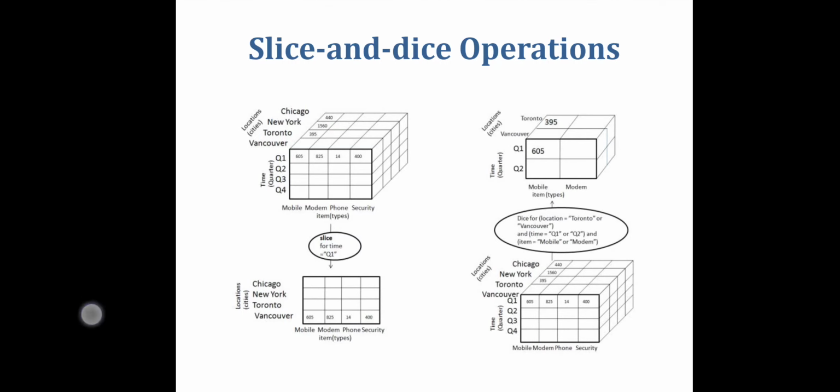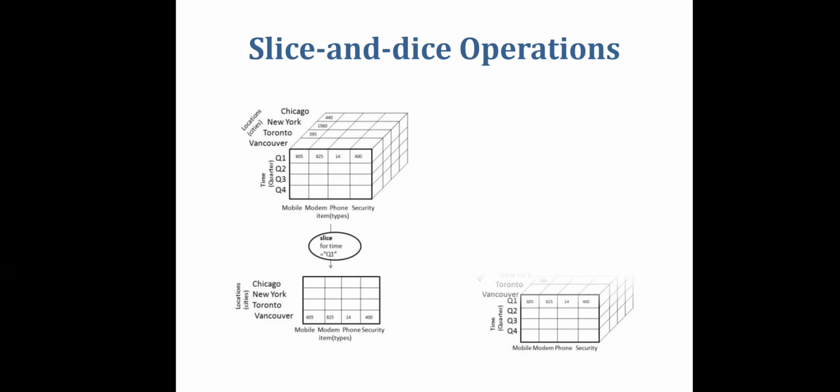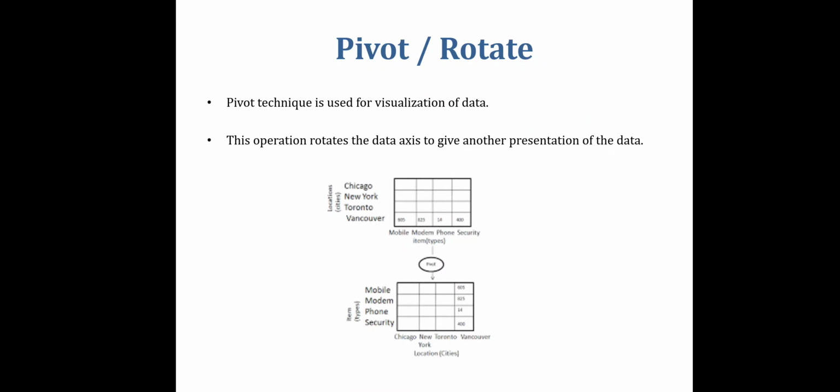Now the next operation we have to perform is called the pivot operation. So we are going to see this pivot operation over here. So what is the pivot? The pivot technique can be used for the visualization of data, meaning how you are going to visualize that data. In that you can rotate the data axes in the view in order to provide an alternative presentation of that data. So this pivot operation shown is where the item and the location axes are rotated. It is given in this diagram only.